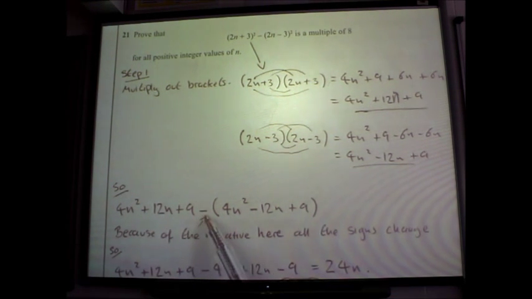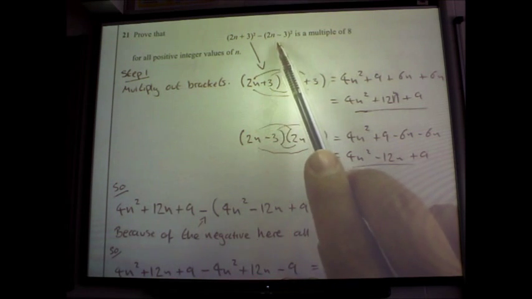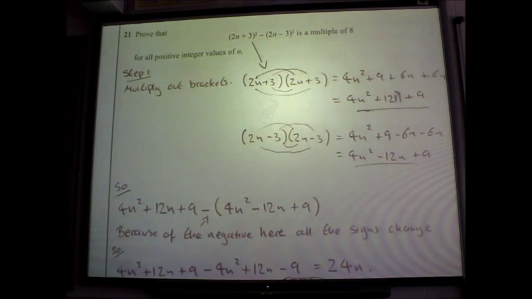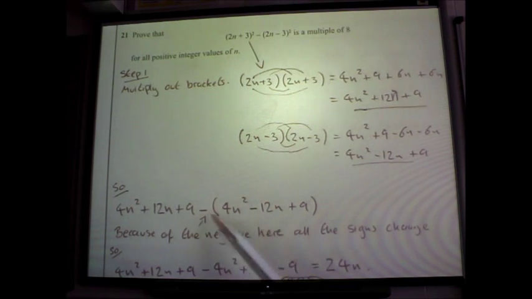And it's take away, obviously, all of this lot. So this lot turned out to be this. You've had to put it in a bracket because it's taken away everything inside the bracket. Because of the negative here, everything in the brackets changes its sign, because that suddenly becomes a negative 4n squared. A double negative makes the 12n positive, and a negative and a positive makes the 9 a negative.